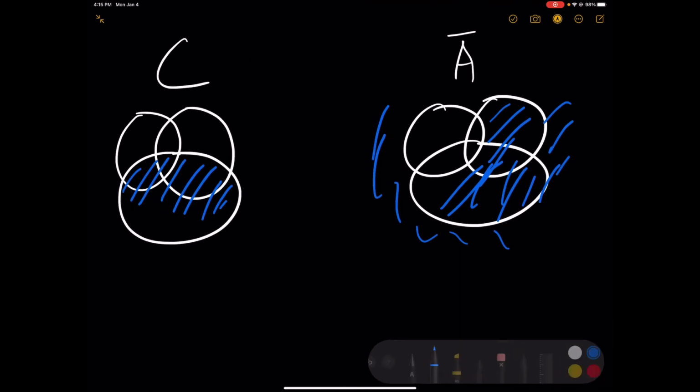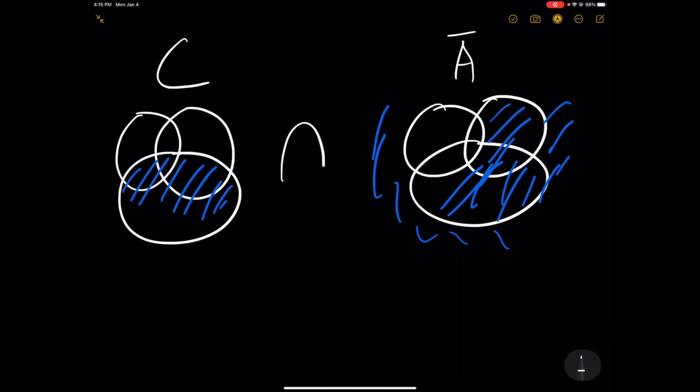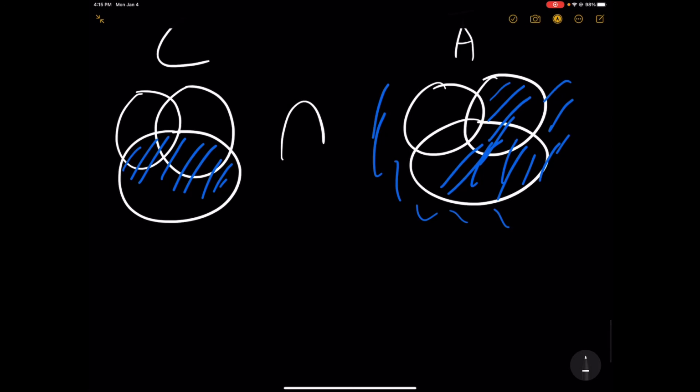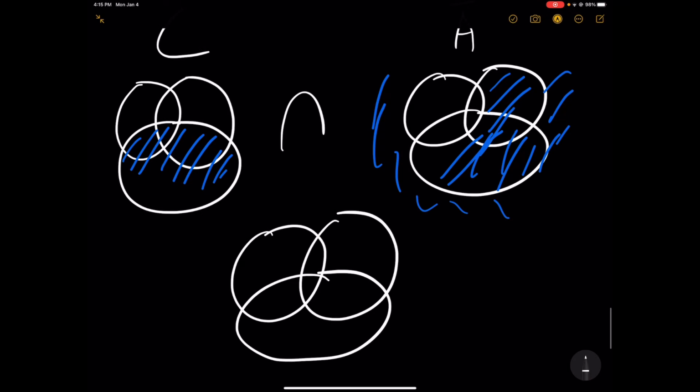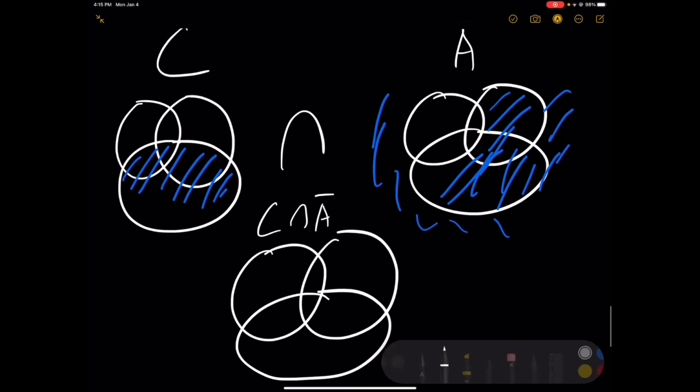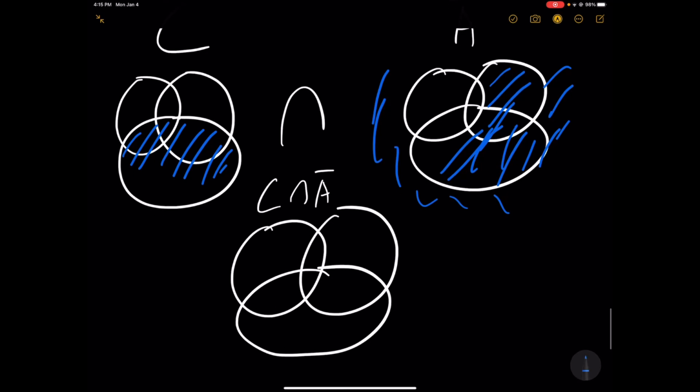And then we are looking for the intersection of these. So what do they have in common? So we have C intersect A complement is going to be equal to, they have this piece right here in common. They have this piece right here in common. And I think that's it.